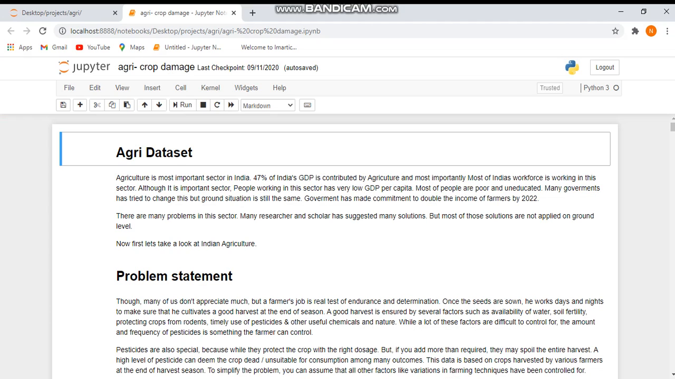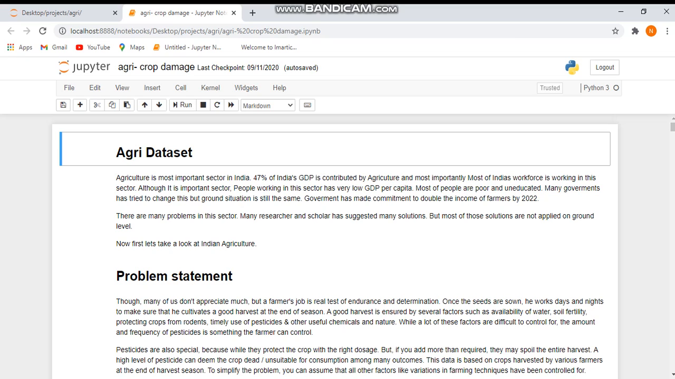Here it is our data set, and mainly we are discussing agriculture. Agriculture is the most important sector in India, and we can say it contributes almost 47% of GDP. Under this sector, many farmers are very poor. Most of the people are poor and uneducated, and many governments have tried to change this, but the background situation is still the same.